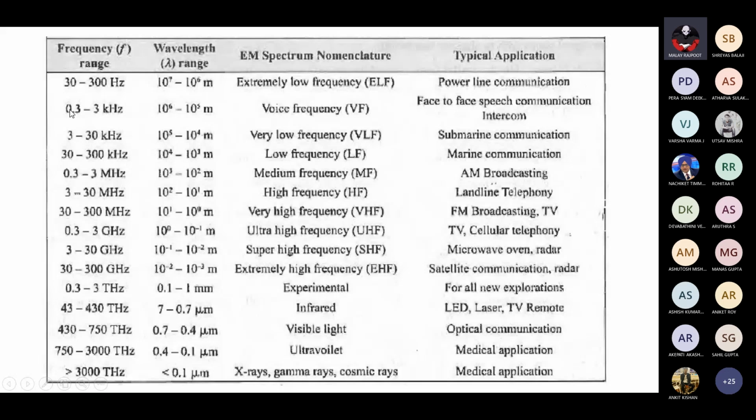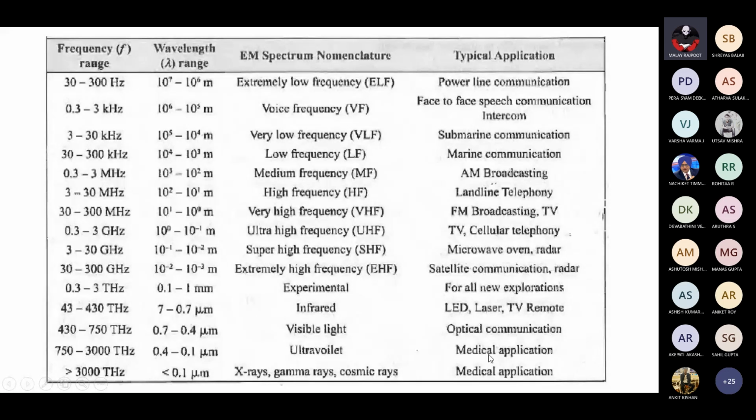We'll do some numericals based on these frequency ranges and all that. If you want to work at a particular frequency range, you have to use this. So if I say FM broadcasting, you have to use only this frequency range, 30 to 300 megahertz. This is the frequency exactly we are going to use, that is the very high frequency range. Okay, like this, just go through this table.